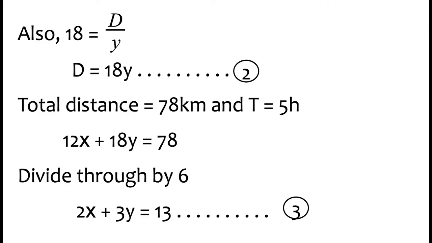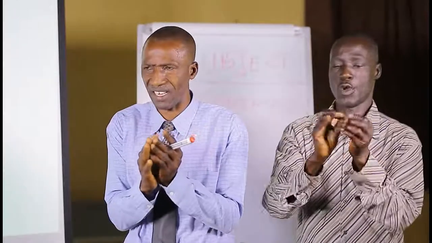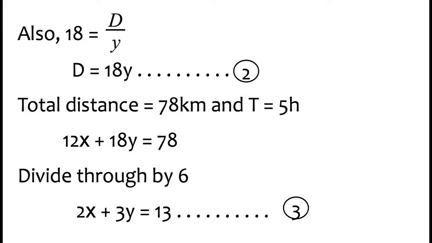Also, from the question, our speed is 18 kilometers per hour, and our time is y. So to find the distance, it becomes 18 times y, which is 18y. I name it equation 2. Now, the total distance from the question is 78 kilometers. So to sum up equation 1 and equation 2, we now have 12x plus 18y equals 78.